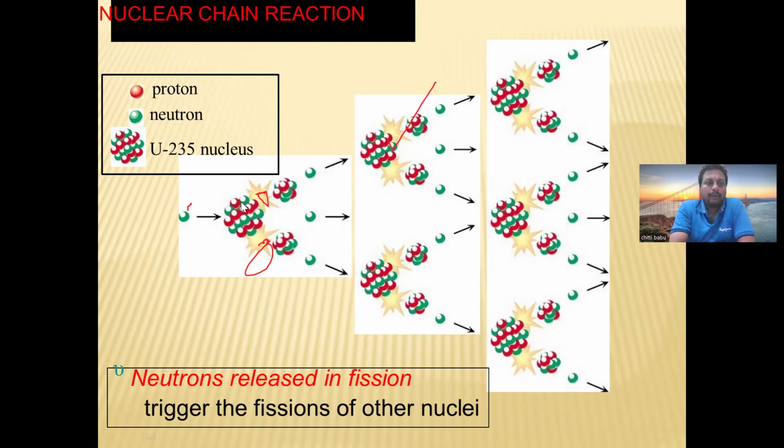So these neutrons will be bombarding this nucleus. Again, during the bombarding process, neutrons will be splitting. These neutrons will be bombarding the other nucleus. During this process, a large amount of heat will be generated.